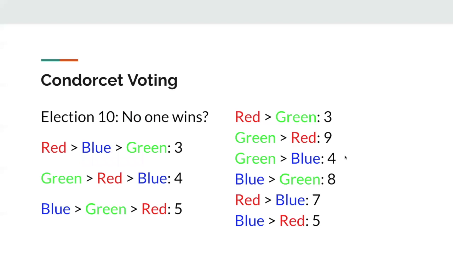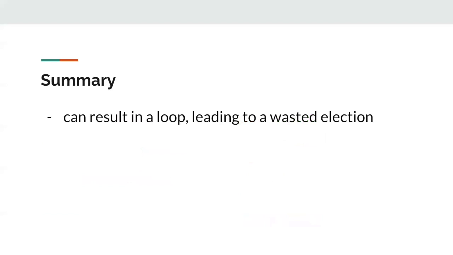Now, what if the election looked like this? As you can see, green beats red, red beats blue, and blue beats green. That's a problem. No candidate beat both of the other two, and there's a loop here reminiscent of rock, paper, scissors. No winner can be decided, and Condorcet voting fails here. That's the biggest problem with Condorcet voting.